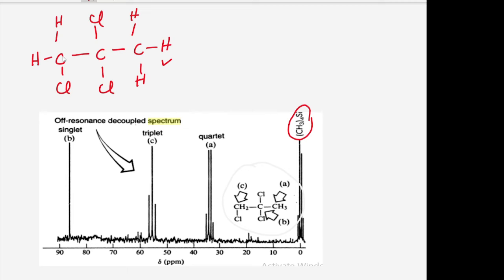In order to determine the splitting of that carbon, there are 2 protons attached, so 2 plus 1 is equal to 3. So it will be a triplet. So this is a triplet in our spectrum, C. So this carbon is C.